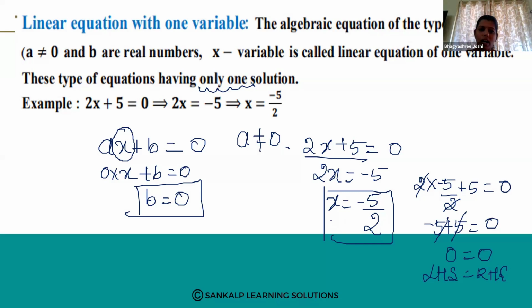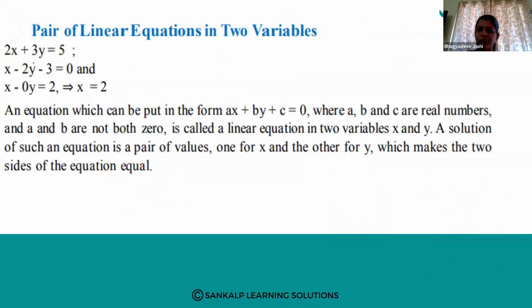Yes or no? Okay. Next comes pair of linear equations in two variables, right? Just now we discussed only linear equations with one variable. Here we are using a pair of linear equations in two variables. Okay, see for example, 2x plus 3y is equal to 5. This is one equation. x minus 2y minus 3 is equal to 0. This is also one equation, right?